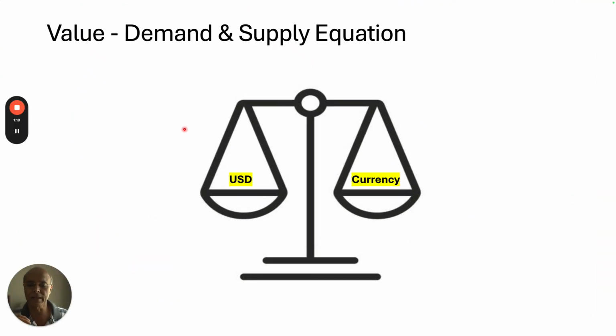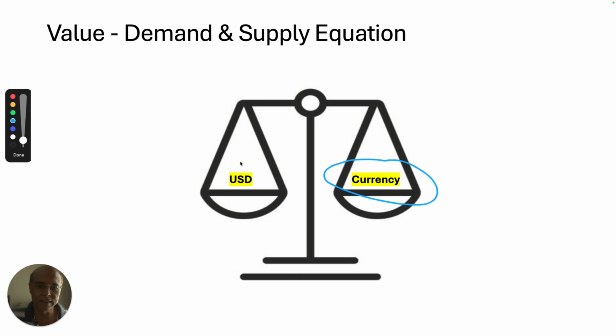What is demand and supply? If the demand for the US dollar increases versus the local currency, then what will happen? This is the local currency and this is the US dollar. If the demand for the US dollar increases versus the local currency, the US dollar value will increase and the currency will depreciate. And if the demand for the local currency increases versus the US dollar, the currency will appreciate and the US dollar will depreciate.